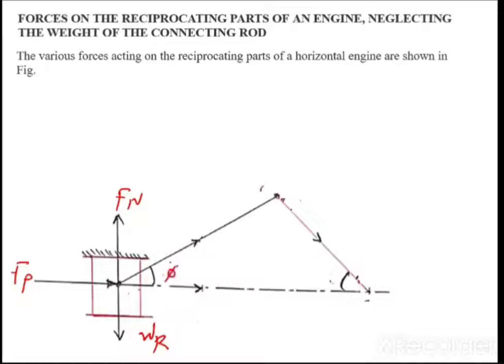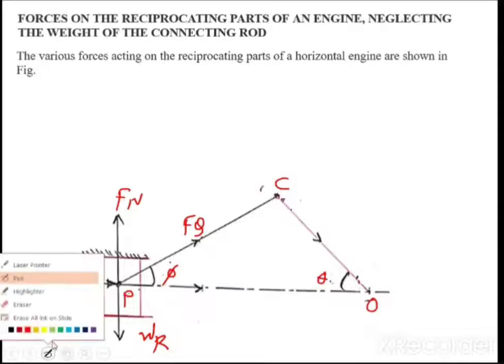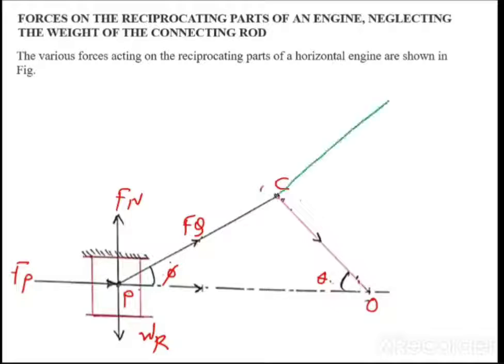Okay, let us say this is phi, let us say this is theta, O, P, C. Here you will have an FQ, right? Let me change the color pen. So take green. Now this FQ is resolved into two components, right? One is the FB and one is the FT. What is this FT? Tangential force. What is this FB? Radial force acting on the crankshaft. This FB produces the thrust on the crankshaft bearing. FT produces the crank pin effort or the torque, which is equal to FT into R.